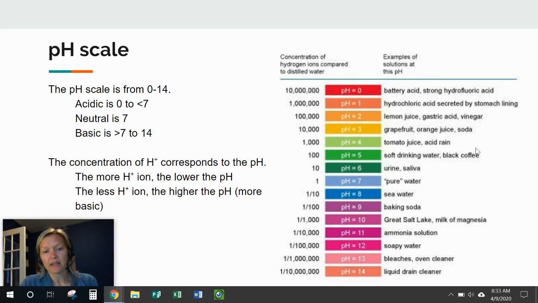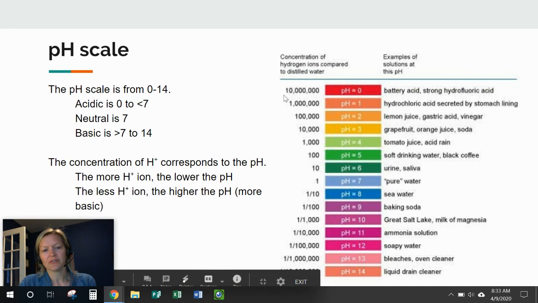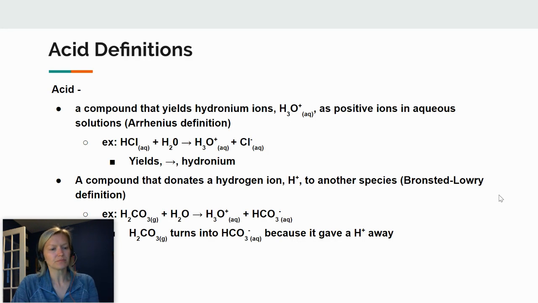Now what we're looking at, and you can see it right here, is the concentration of hydrogen ions compared to distilled water. The concentration of your hydrogen ion is how we calculate the pH, which is part of what you're going to be doing. The concentration of hydrogen corresponds to the pH. The more hydrogen ion, the lower the pH, because you can see that if there's more hydrogen, we're going to have a lower pH over here.